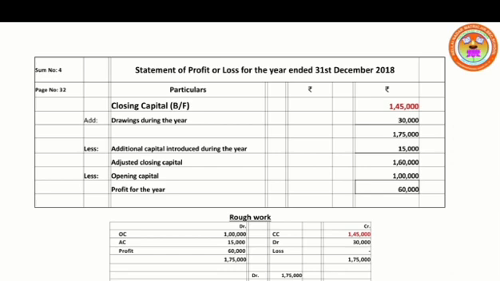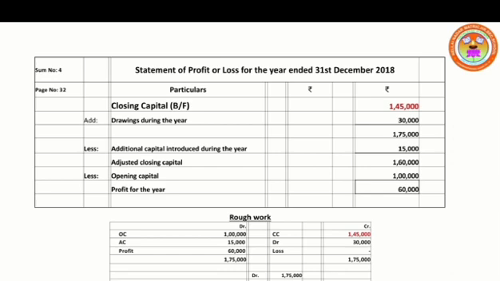So in this step we found closing capital in rough work. After finding closing capital in the rough column, substitute in the formula. In the center of the page, write the heading, statement of profit or loss for the year ended 31st December 2019. Create particulars and amount columns. First step, closing capital, which we found in rough work, 1,45,000. Then move on to the question, drawings 30,000. Add, 1,75,000. Less additional capital introduced during the year, 15,000. So deduct these two amounts. We got 1,60,000, called adjusted closing capital.